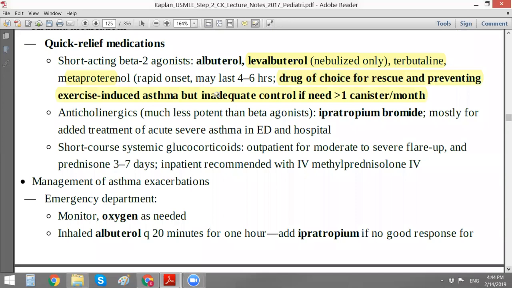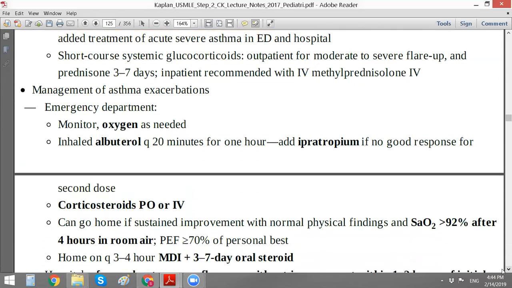Albuterol, levalbuterol, terbutaline, and metaproterenol. Then we have the anticholinergic muscarinic agent ipratropium bromide for acute severe asthma in the ED and hospital. A short course of systemic steroids is given for a moderate to severe flare-up. Prednisone for 3 to 7 days; inpatient, IV methylprednisolone is recommended, but studies have shown there is no difference between oral and IV. We can try oral first, and only give IV if the patient has severe vomiting and cannot take oral.